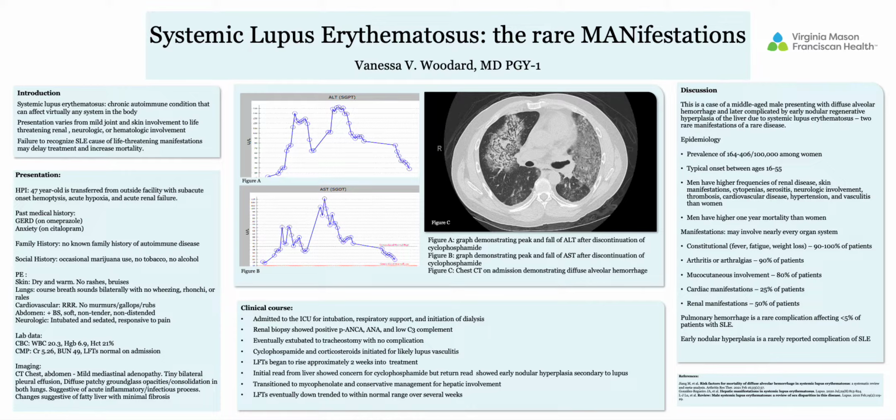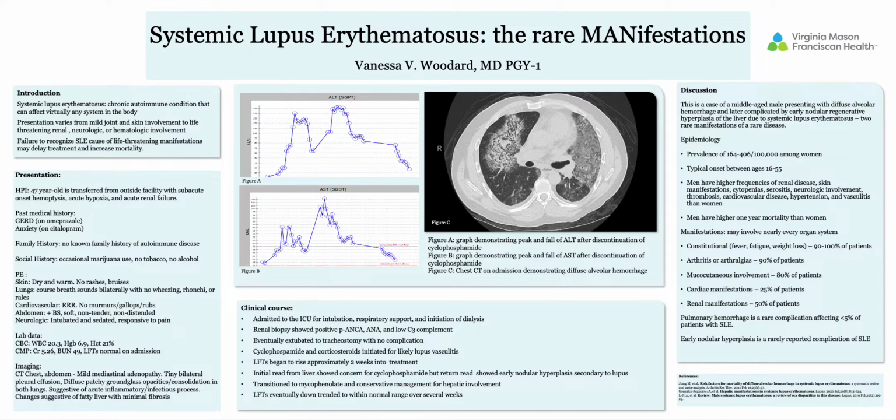Initial differential diagnosis included antiglomerular basement membrane disease, ANCA-associated vasculitides, catastrophic antiphospholipid antibody syndrome, and systemic lupus erythematosus. He was found to have positive p-ANCA, ANA, and low C3 complement. Renal biopsy was significant for crescentic glomerulonephritis. Treatment was initiated with cyclophosphamide and high-dose corticosteroids for presumed lupus vasculitis.